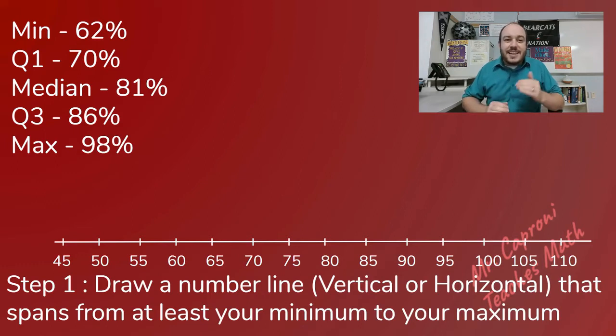Now, the first step for our box and whisker is to draw a number line that is going to span from at least our minimum to the maximum. So I probably could have went from 60 to 100%, but you'll see that I made mine a bit longer because I want to show you some important aspects of this and keep the same number line through the whole presentation.